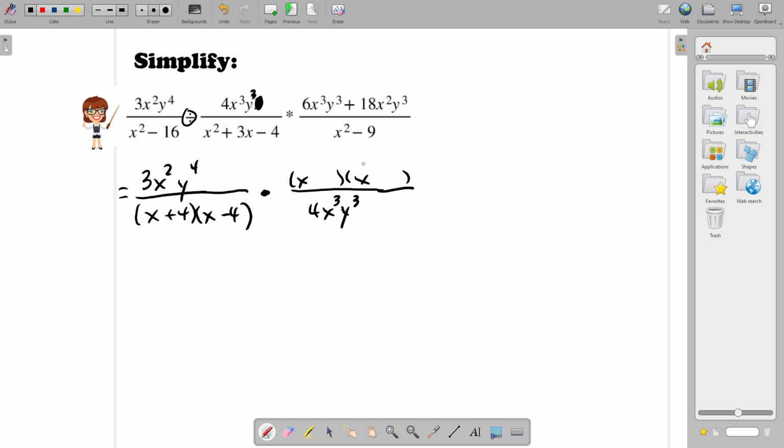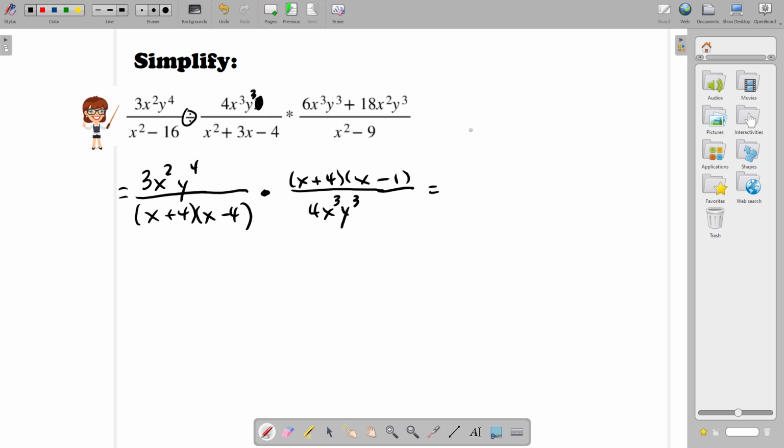Factors of 4 are 2 and 2, but that won't give me 3. If I use a 4 and a 1, I can get a 3. Make the 4 positive, the 1 negative. X times x is x squared. Negative x, positive 4x gives me the positive 3x. And positive 4 times negative 1 gives me the negative 4.